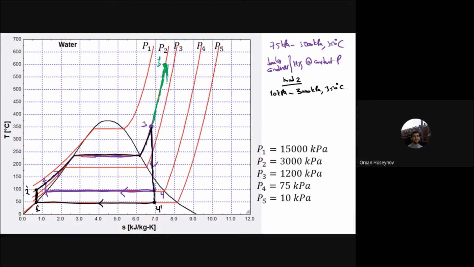And now for the work of the turbine, you can see that it has also increased. So you will have 4 double prime, and the rest will be the same. The good side for this one is that now you have more quality. So 4 double prime actually has more quality than the 4'. So this is modification number 3.